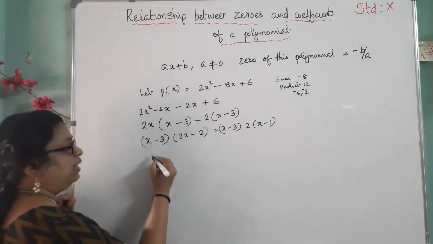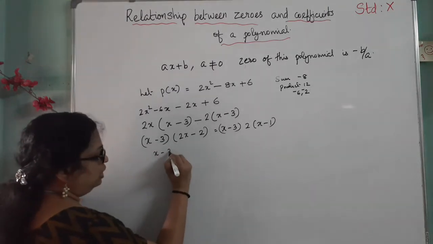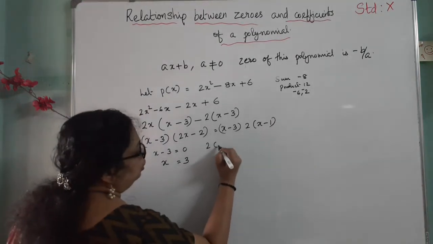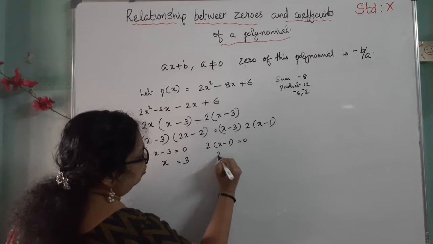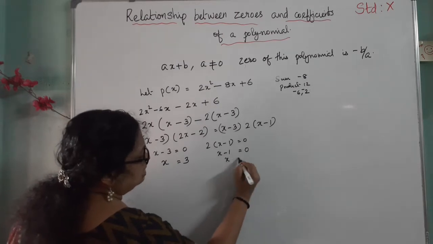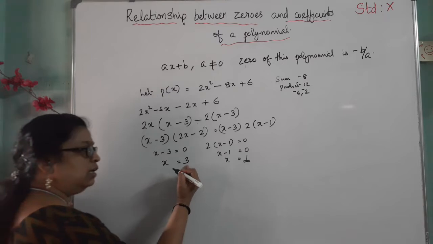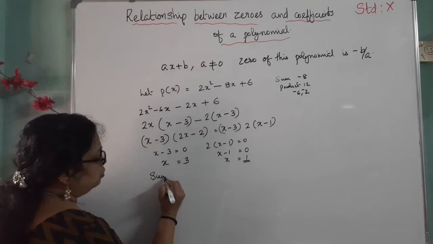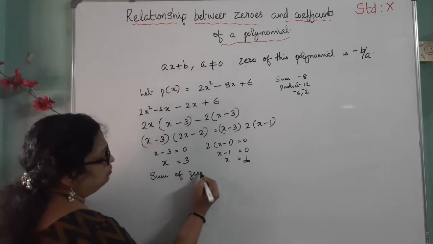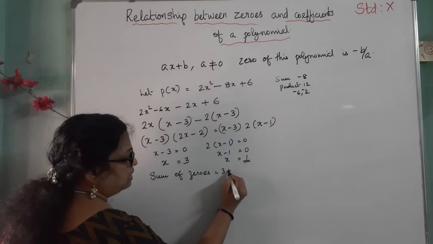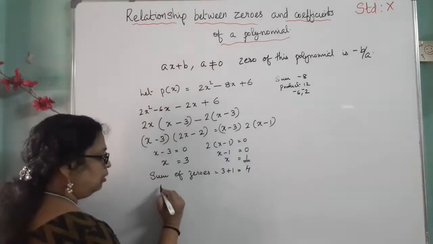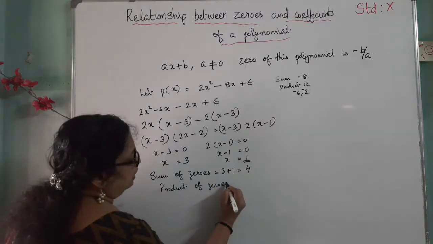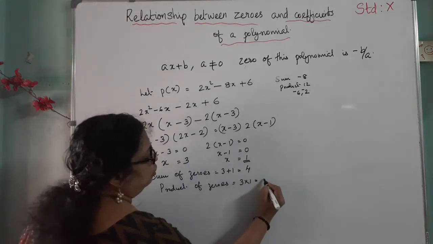These are the factors. So to find the x values we equate x minus 3 equal to 0, so x equal to 3. Here 2 into x minus 1 equal to 0, so x minus 1 equal to 0, x equal to 1. So the values are x equal to 3 and x equal to 1. Sum of the zeros equals 3 plus 1, that equals 4. Product of the zeros equals 3 into 1, equals 3.